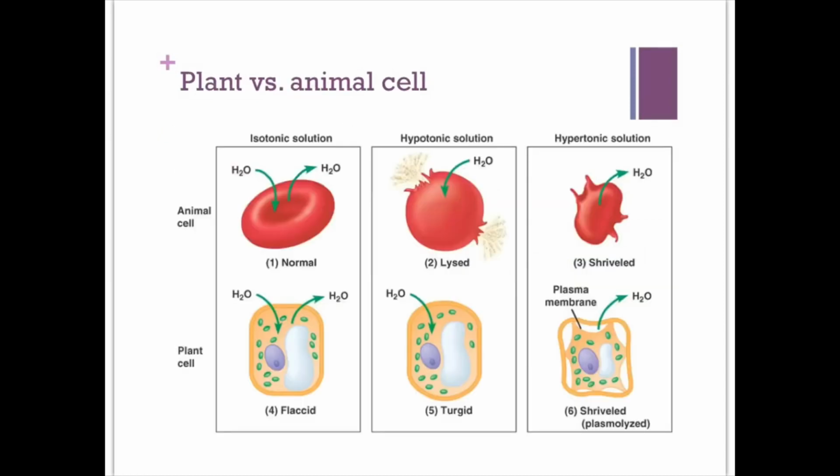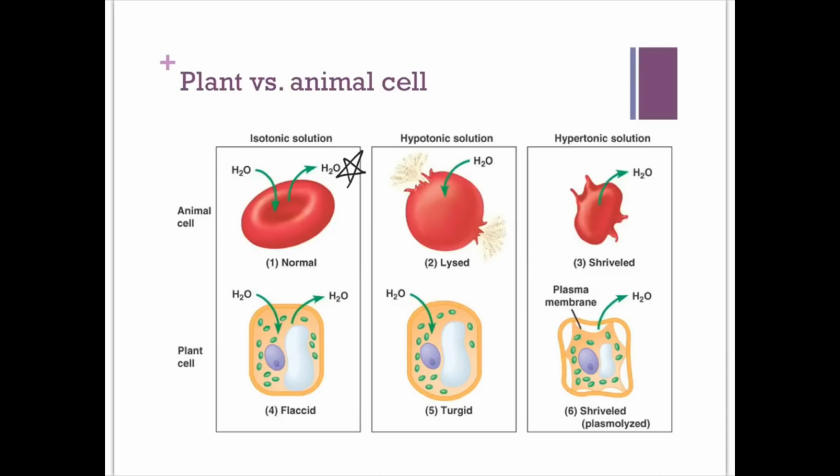Now let's compare what happens to animal cells and plant cells in these three different types of solutions. Everything I've showed you so far is what happens in an animal cell. Animal cells really are healthiest in an isotonic solution. In this case, water is moving in and out of the cells at an equal rate because the cells are in a solution that has equal concentration to them. Animal cells, we don't want them in a hypotonic solution because if they gain water, they can burst. We don't want them in a hypertonic solution because they will lose water and shrivel.